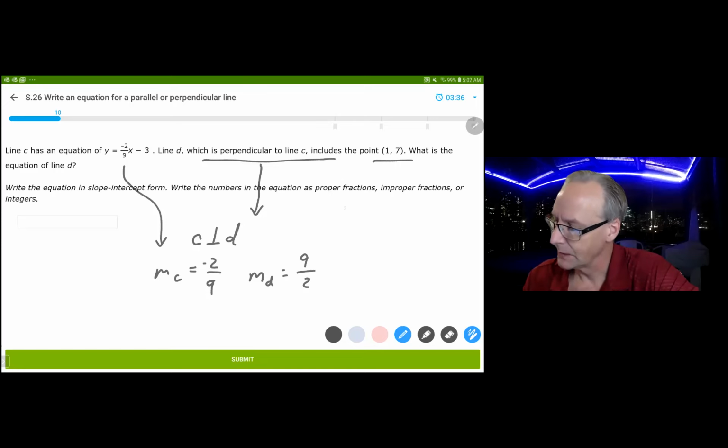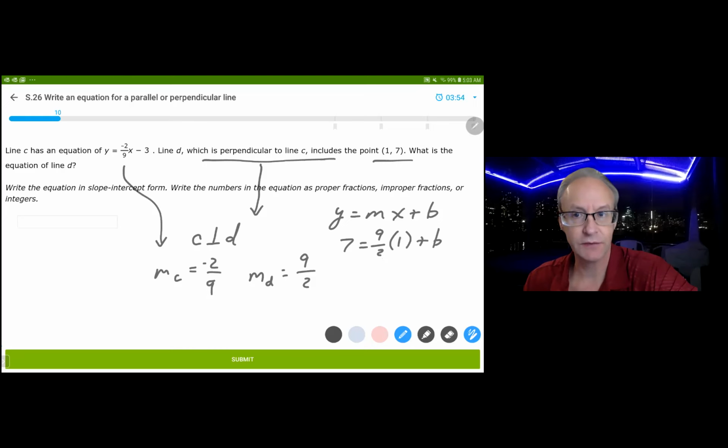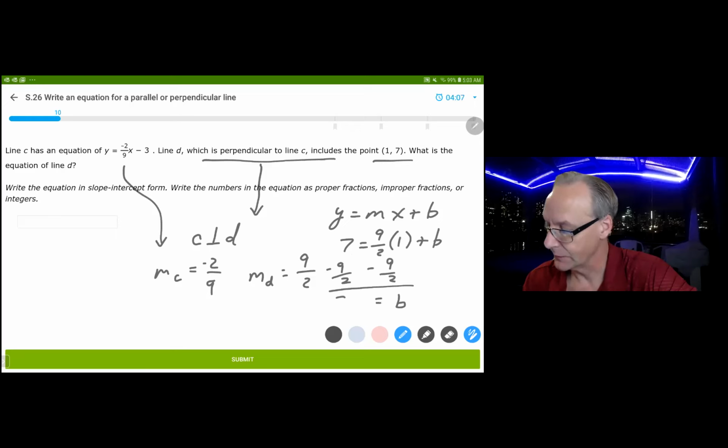So I'm going to write y is equal to mx plus b, and I have to substitute the 7 in for y. M happens to be this 9/2. X is 1 plus b. And I'm going to end up subtracting 9/2 from both sides. Well, that's 4.5. And when you subtract that, you get b equals 2.5, or 5/2. I can write it like this, or I can write it as 5/2.